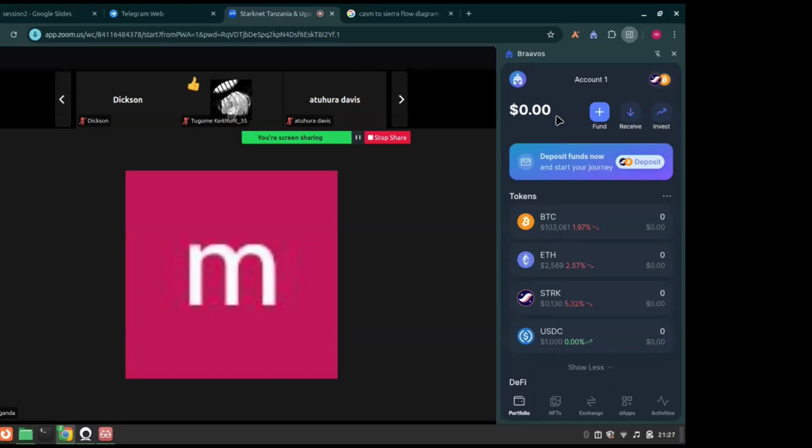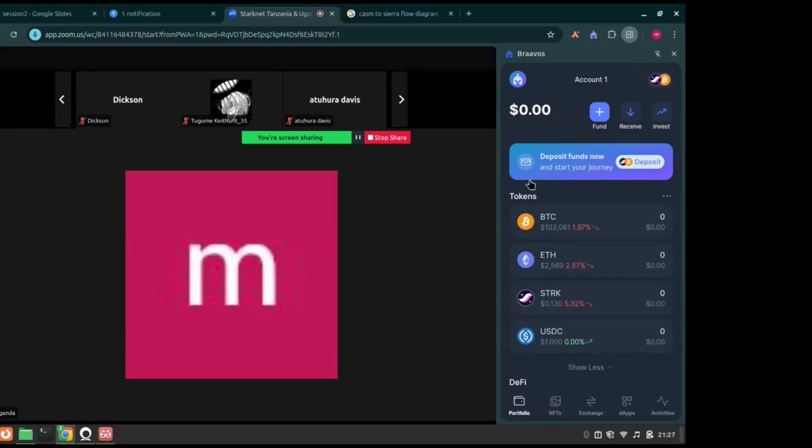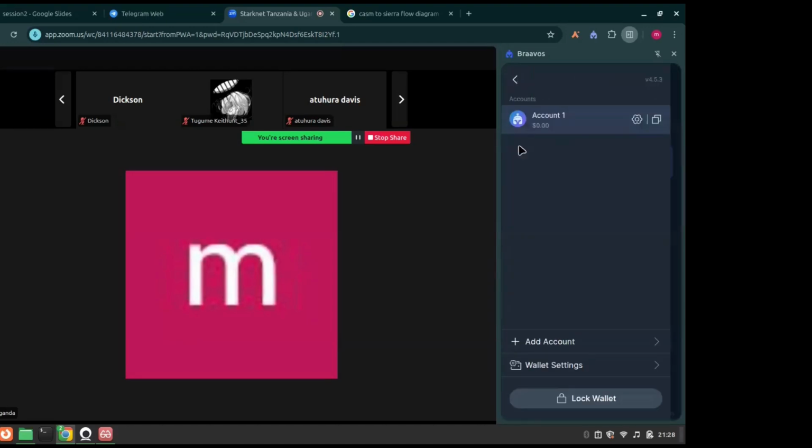Now, Starknet, I'm going to explain that wallet addresses, for example MetaMask, are different from wallet addresses used on Starknet in some way. This is how the Braavos wallet address looks. You can see the Starknet symbol right there.